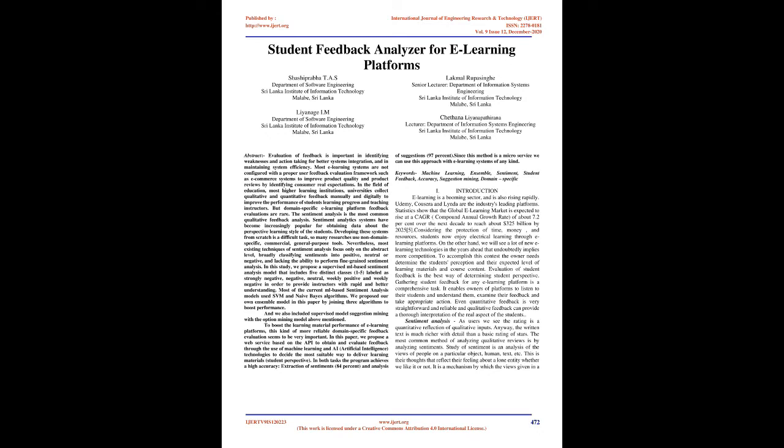To boost the learning material performance of e-learning platforms, this kind of more reliable domain-specific feedback evaluation seems to be very important. In this paper, we propose a web service based on an API to obtain and evaluate feedback through the use of machine learning and AI, artificial intelligence, technologies to decide the most suitable way to deliver learning materials from the student perspective. In both tasks the program achieves high accuracy: extraction of sentiments, 84%, and analysis of suggestions, 97%. Since this method is a microservice, we can use this approach with e-learning systems of any kind.